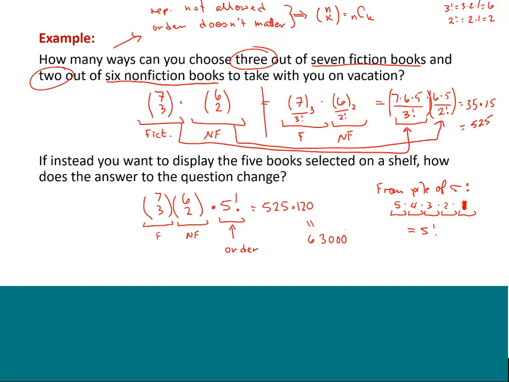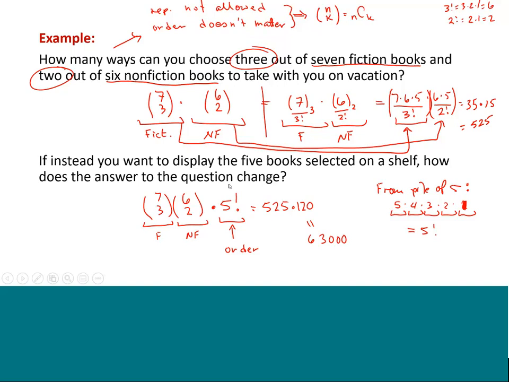And notice we didn't just multiply by 3 factorial and 2 factorial, because if we just multiplied by the 3 factorial and the 2 factorial, we get back to just the following factorials, and that would be all the fiction books on one side, and all the nonfiction books together. So this allows the books to mix. This is the key thing there.